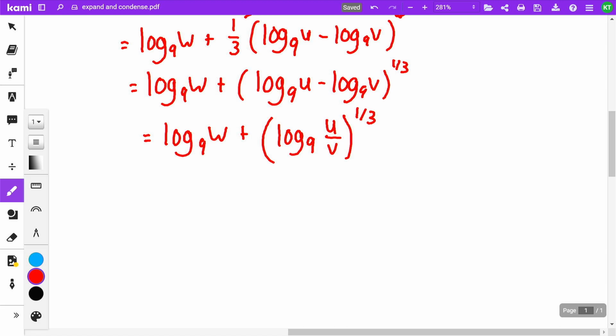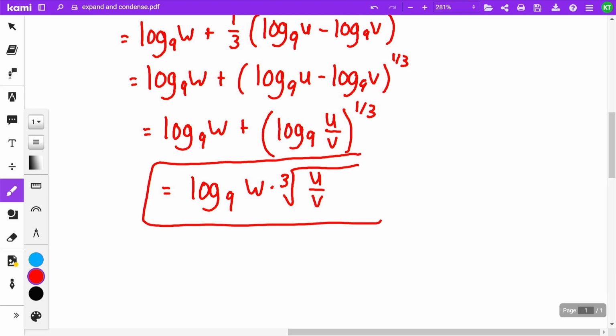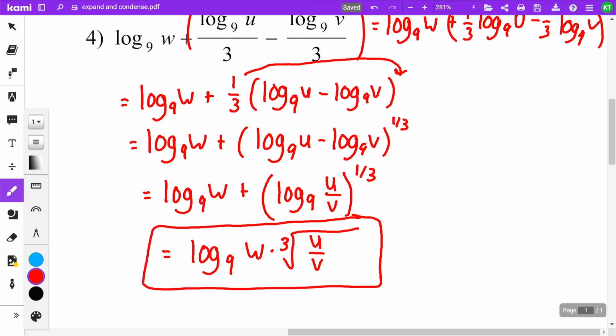Lastly, I'm going to multiply, but before that, I'm just going to rewrite. I'm going to do this at the same time. I am going to rewrite my 1/3 as a cube root, and I'm also going to use my product rule to multiply. So my final answer here would be log base 9 of w times the cube root of u divided by v. And yes, I know this question took a bit of time, but it's important that we follow our procedure of steps here and that we get to our final answer. So again, after following all of these steps, I would get log base 9 of w times the cube root of u divided by v.